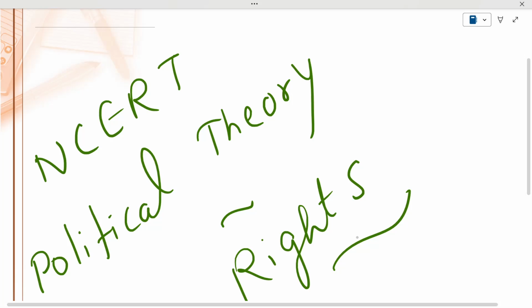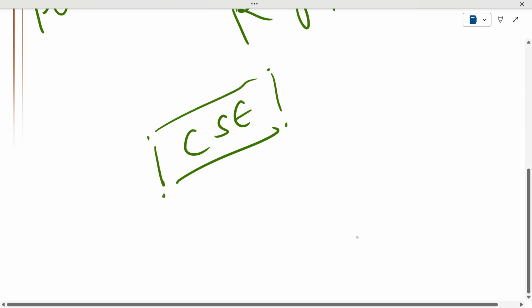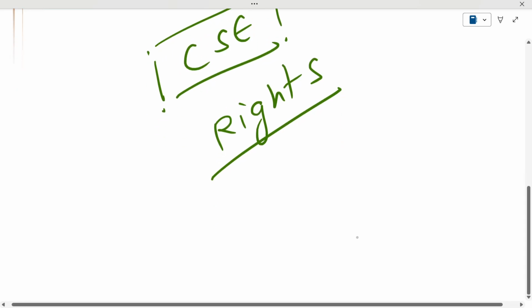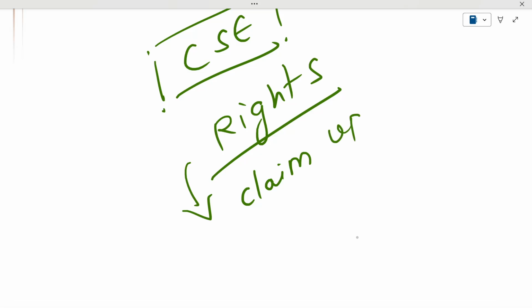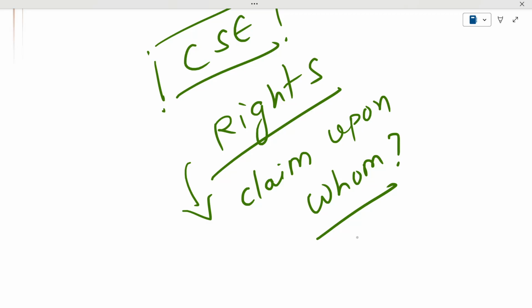Now, from the perspective of civil services examination, because ultimately you want to clear this exam, from this perspective, the definition will remain the same. Rights are claim. Claim upon whom? To which authority are we claiming these attributes or claiming some entitlements?